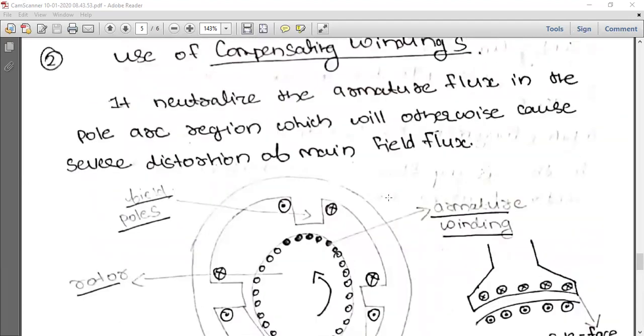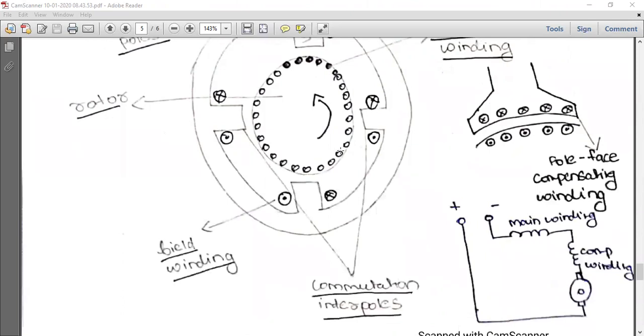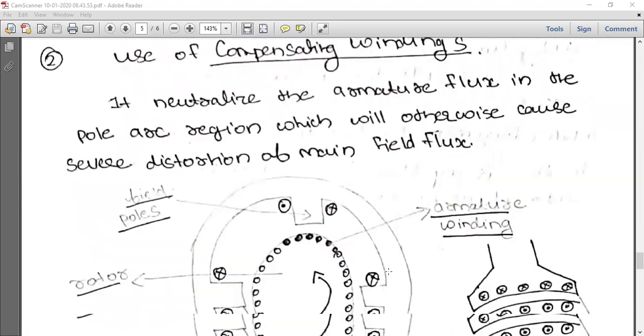It neutralizes the armature flux in the pole arc region, which would otherwise cause severe distortion of the main field flux. So the compensating winding decreases the effect of the armature flux on the main field flux, because the flux due to the compensating winding and the armature flux are in mutually opposite directions and get neutralized. It also decreases the effect of self-induced EMF. So this is how the compensating winding helps.